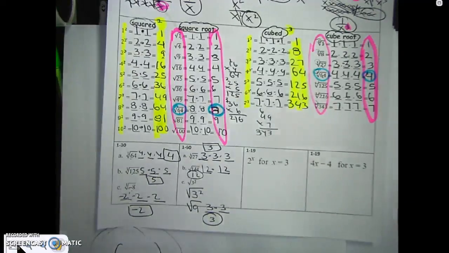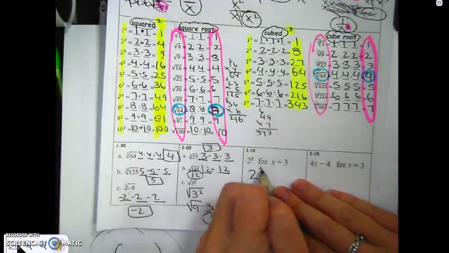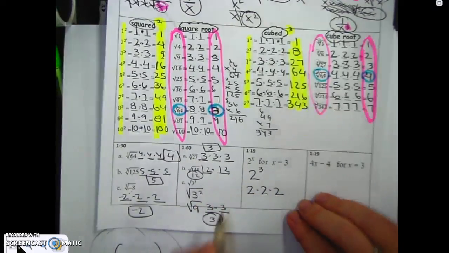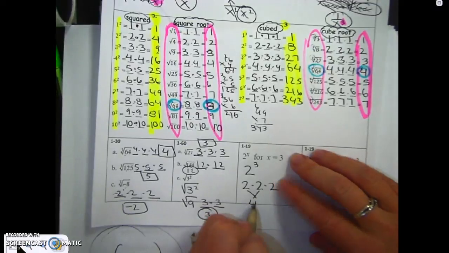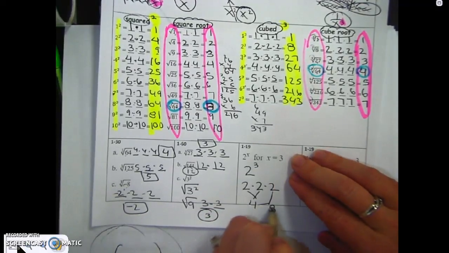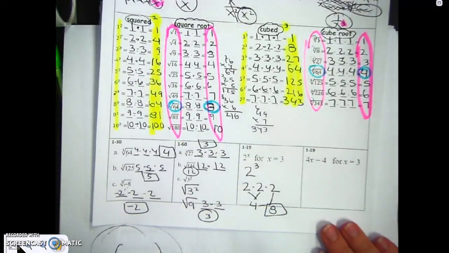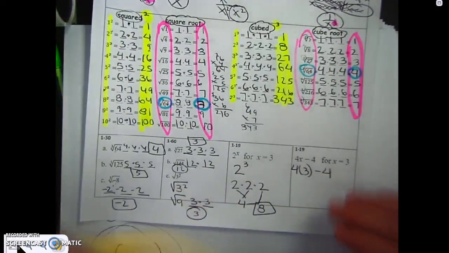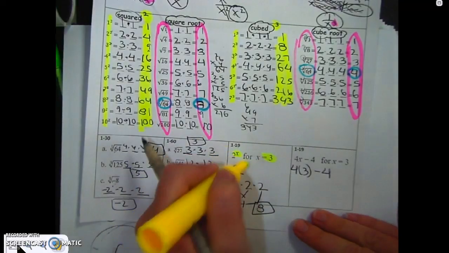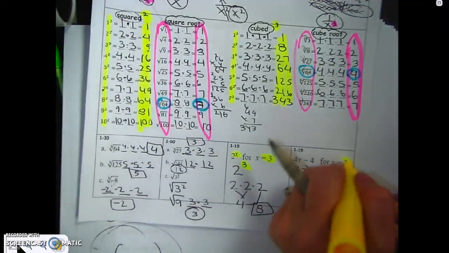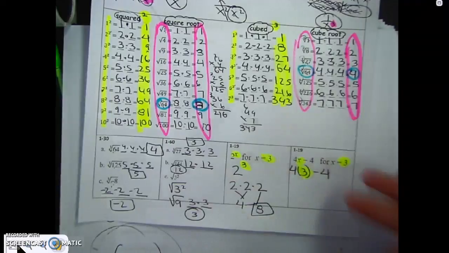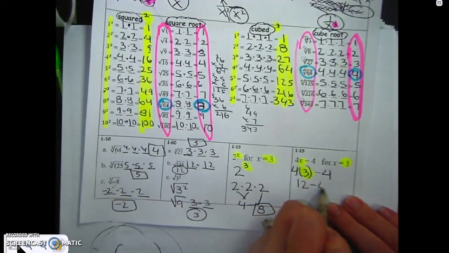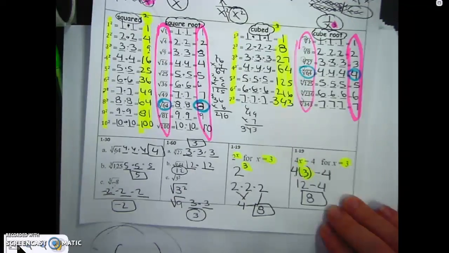Let's do the next one. 2 cubed. 2 cubed means 2 times 2 times 2. 2 times 2 is 4. 4 times 2 is 8. Next one, 4 times 3 minus 4. Because you're taking this, it goes in there. See that? Now you're taking this, and it goes in there. See that? 4 times 3 is 12. 12 minus 4 is 8.